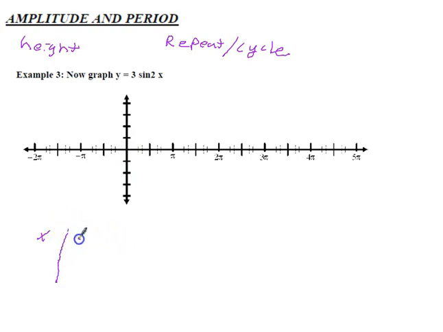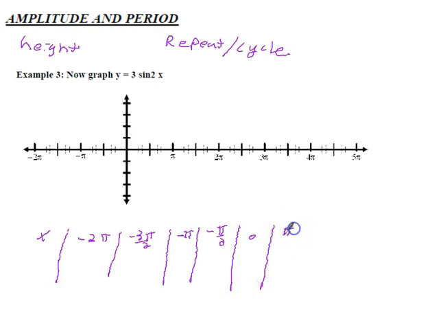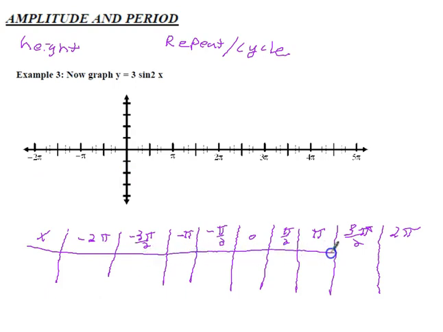We're going to do -2 pi, -3 pi over 2, negative pi, -pi over 2, 0, pi over 2, pi, 3 pi over 2, and lastly 2 pi. So those are our traditional x values that we want to plug in.